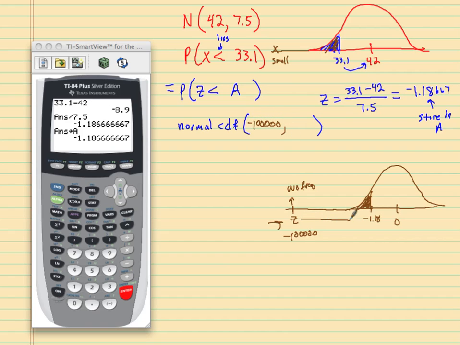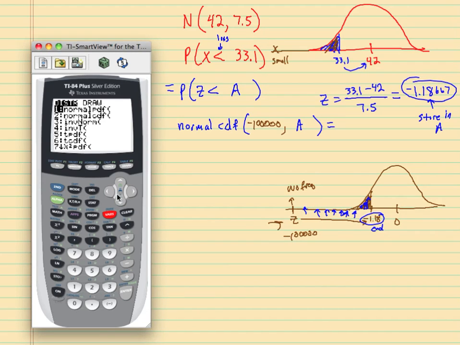And we want to go all this way. We want to stop here. What the calculator is doing is it's looking. Here's all 0, 0. And then all of a sudden it starts picking something up, and this is where we want to end. So we want to end at A, since I have my data stored in A. So now I want to go to my distribution, second distribution, down to normal CDF, and I want to put in a very small number, negative, comma, and now I want to pick A, alpha, math, A. Let's close our parentheses and enter.